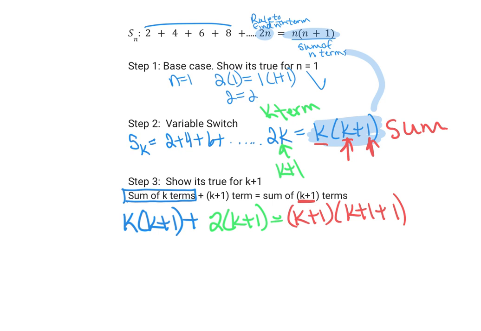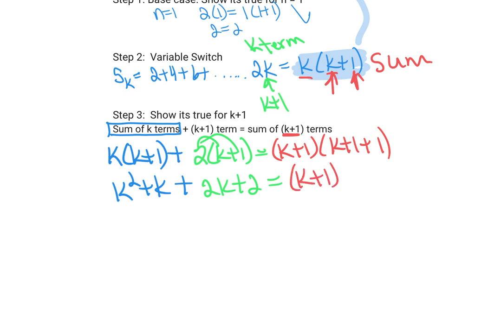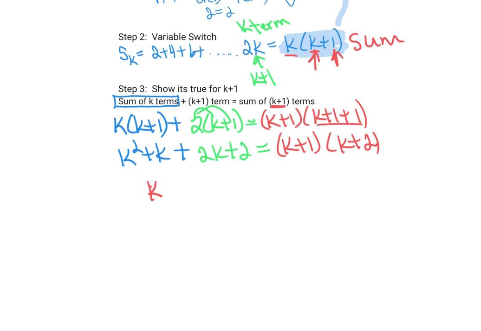Okay, and then again, it's all just algebra from here, where we need to make sure we end up with the same thing on the left as we have on the right. So we're going to have k times k, so that would be, let's do blue, k squared plus k plus, and then in green, if I distribute, I get 2k plus 2. On the right, I'm going to do a little simplifying here. I have k plus 1, and then in this second set of parentheses, I have k plus 2. When I combine my like terms on the left, I have k squared plus 3k plus 2.